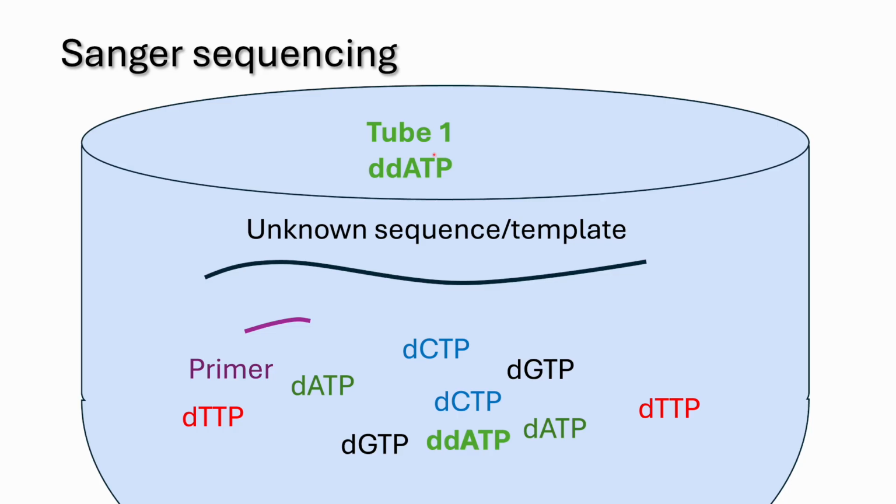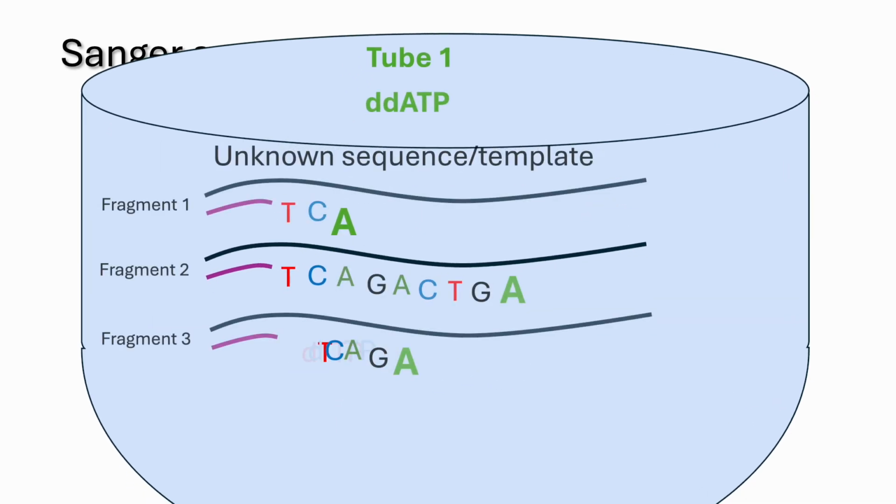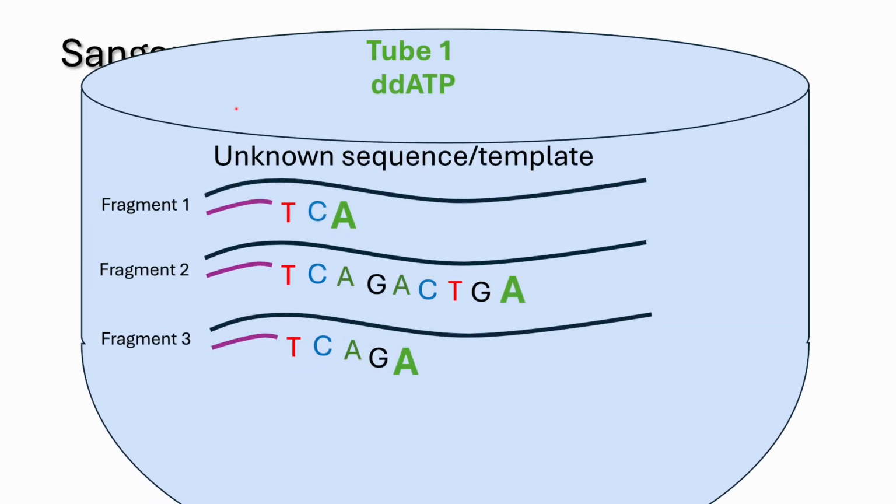Now, what is happening in each tube? We look at the example here of tube 1 that contains ddATP. When the primers initiate the first binding, DNA polymerase starts the DNA synthesis as usual by adding complementary dNTP to the template. Now, when the dideoxynucleotide is incorporated randomly into the sequence, the reaction is terminated since there is no hydroxyl group. The whole process produces DNA fragments of varying lengths in each tube.